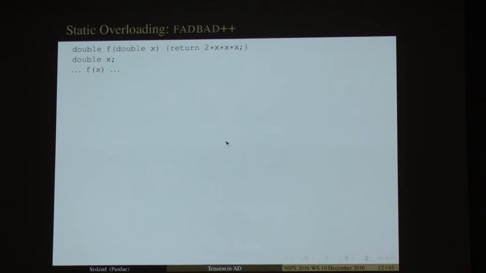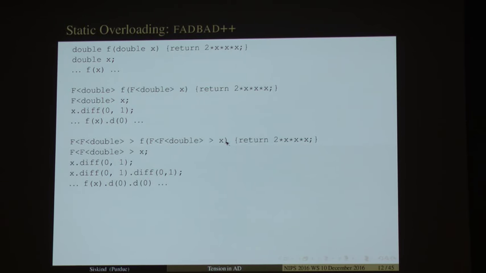Another system that has been developed is FADBAD. This essentially is AutoGrad for C++ that was developed in the 90s. And you take a program like this, and you have to manually rewrite it with different types. Instead of double, you implement it as an overloaded type of double, or a forward bundle, or a do-remember bundle. And then if you want to get a second derivative, you have to do f of double. And this is very, very, very slow.